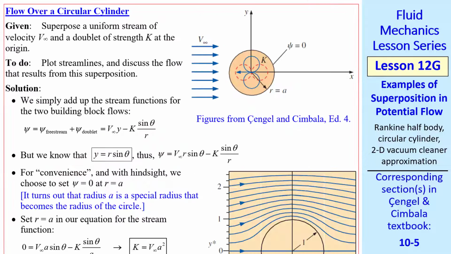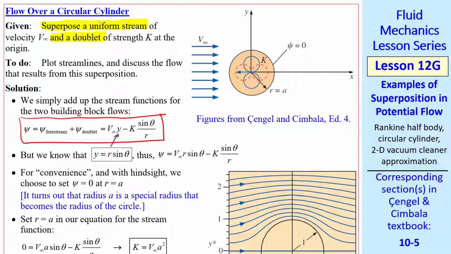Thus, for any source strength and any free stream speed, we can calculate the distance from the origin to the stagnation point. Our second example is flow over a circular cylinder. Here we superpose a uniform stream and a doublet. So as we did with the previous problem, we add up the stream functions to generate our more complex flow: uniform stream and the doublet.